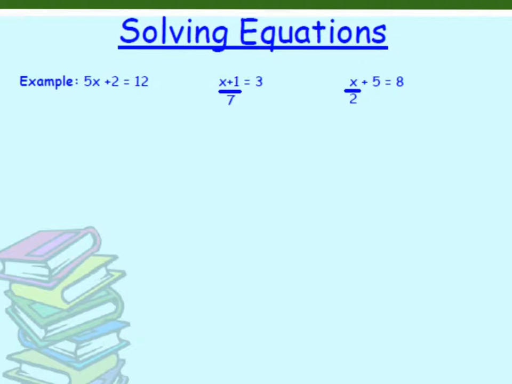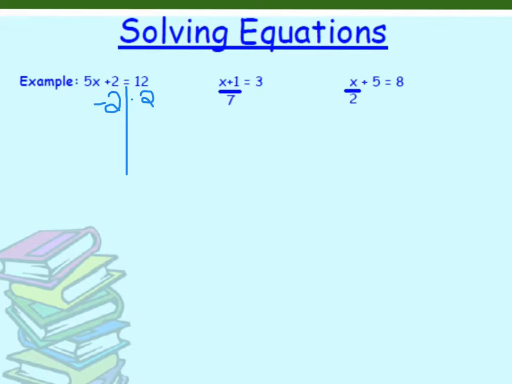So taking a look at example 1, I see that my variable is x. So I'm going to move everything that's not currently touching x, and that would be the 2. And I'm going to do the opposite operation. So I see that it's a positive, like a +2, so I'm going to subtract 2. And what I do to one side, and when I say side, I mean the side of the equal sign, then I have to do to the other side.